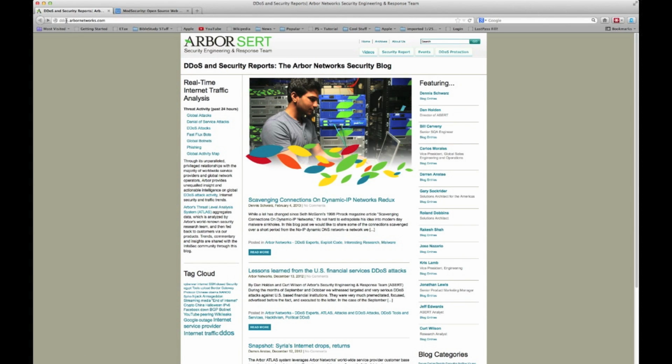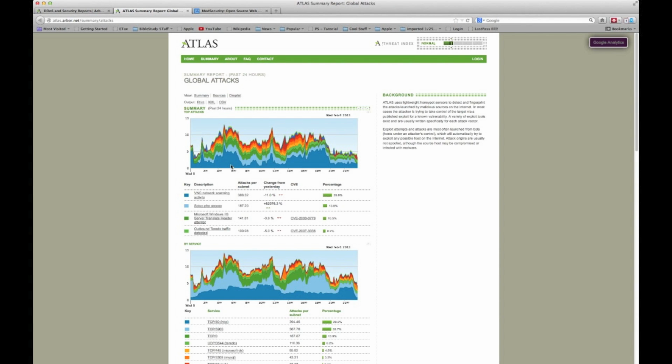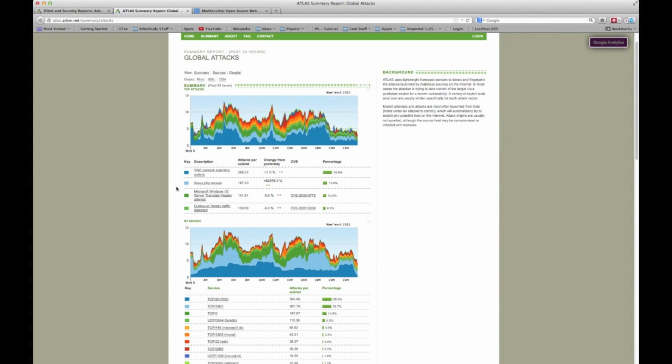You just type in ddos.arbornetworks.com, and here's what's very neat. They are always having threat activity that you can currently see. So this is across the world, and very, very neat to see. We can click on global attacks, and again, this is only the information that they see. So it's not necessarily a guarantee of what's going around across the country. It's just what they see going across the country.